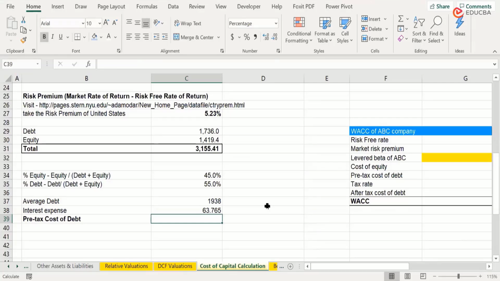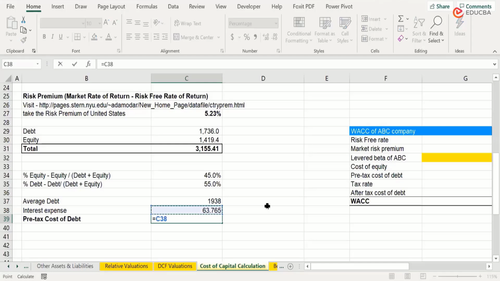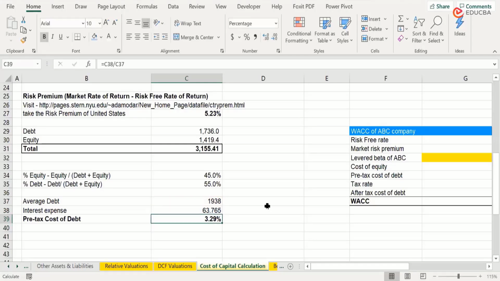So what is the pre-tax cost of debt? Pre-tax cost of debt is the interest amount divided by average debt. So before you adjust for tax, interest into 1 minus tax rate, first you need to determine the rate at which the interest was paid.